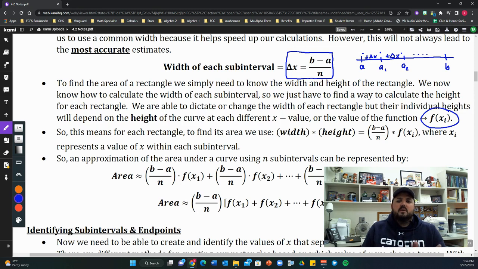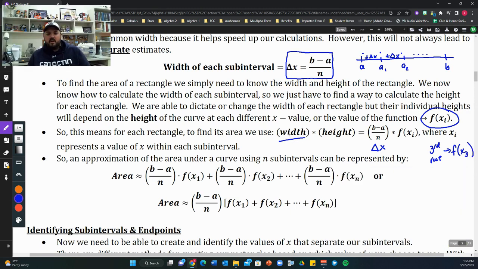So for each one, to calculate its width, we are going to use delta x, that's the (b minus a) over n value, and then multiply it by its corresponding height for each different rectangle. And again, that is calculated by taking f of x sub i, or whichever value of x we are working in. So for example, if I wanted to calculate the height of my third rectangle, then that would correspond to f of x sub 3. That's the idea.